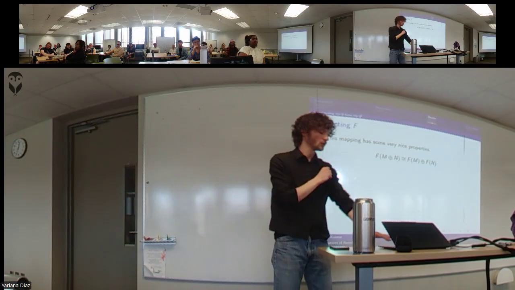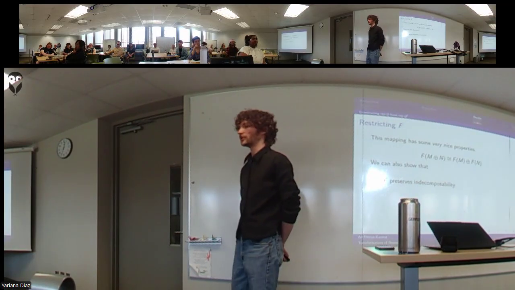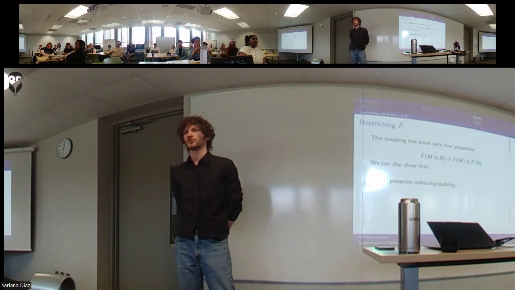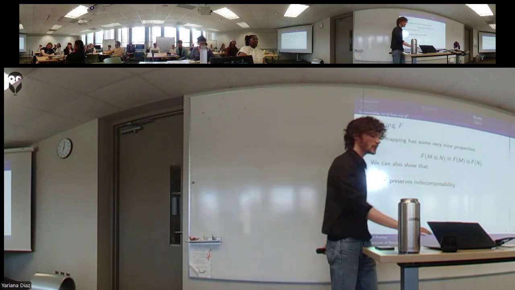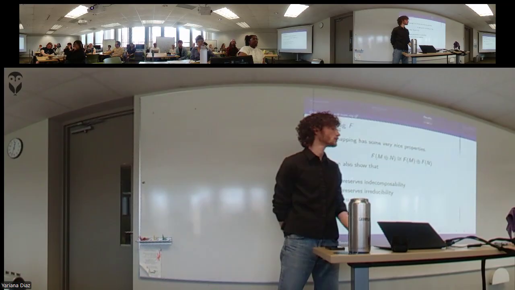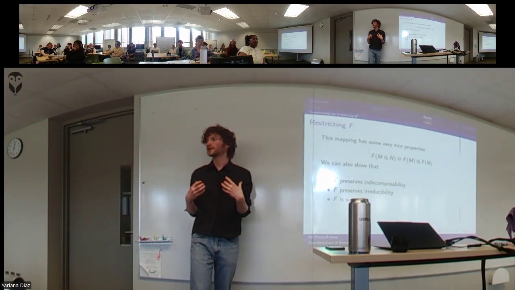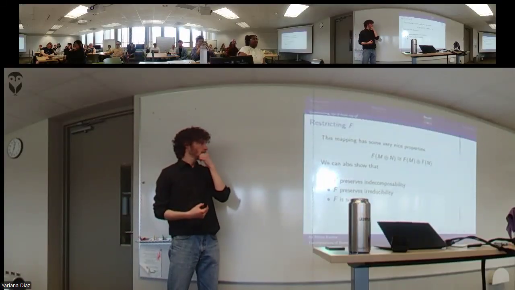And from this, we can get a few more nice properties. We find that F preserves indecomposability. So the image of an indecomposable representation under F is also going to be indecomposable. And we have the same thing for irreducibility. And finally, we show that this thing is surjective, it's onto, that it really does hit every representation and every morphism in this category.